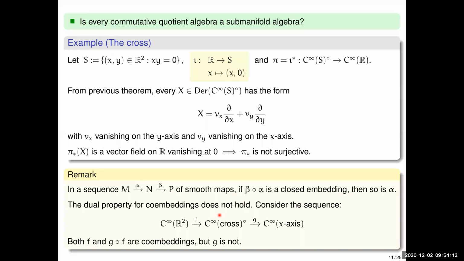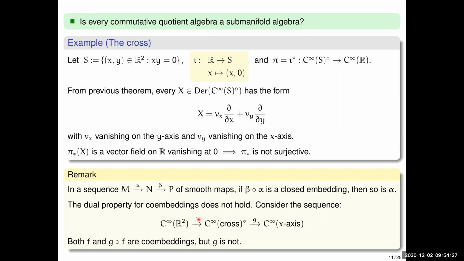Consider the following sequence of quotient maps of commutative algebras. You start with smooth functions on R^2. Here in the middle you have the cross, so F is the restriction, what was called pi before.